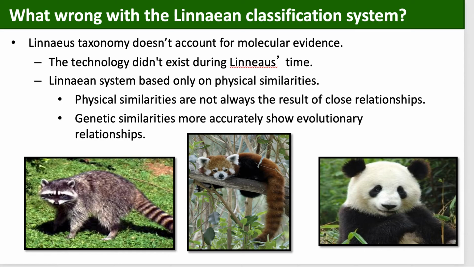There are some things that are wrong with the Linnaean classification system. It didn't account for molecular evidence. Back in his day, nobody even knew DNA existed, and there wasn't a lot of good technology like what we've got now. So his system was based only on physical similarities. Physical similarities are not always the result of close relationships, and genetic similarities more accurately show evolutionary relationships.